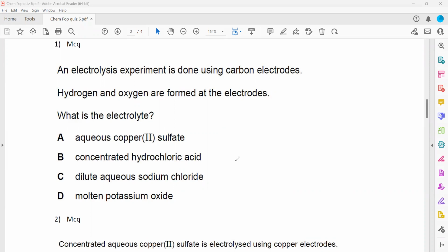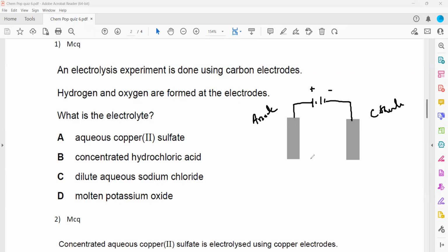How do we identify this? Let's check if it was aqueous copper 2 sulfate, and we have the two electrodes, anode and cathode, and we are doing electrolysis of aqueous copper 2 sulfate, which contains copper ion, sulfate ion, hydrogen ion, and hydroxide ion. For the positive ion, the less reactive positive ion will move. In this case, copper is less reactive, so the copper ion will move towards the respective electrode. As a result, it will form copper. So there will be a formation of copper at the cathode.